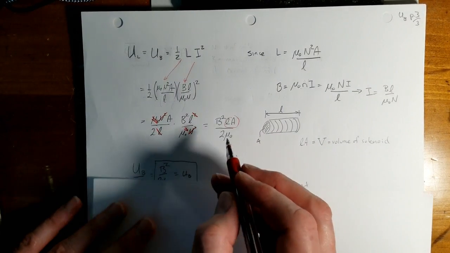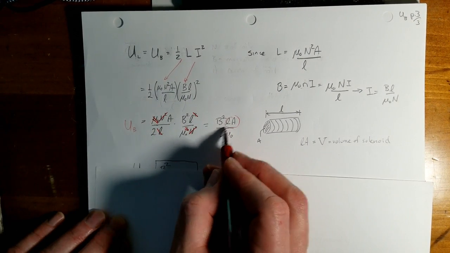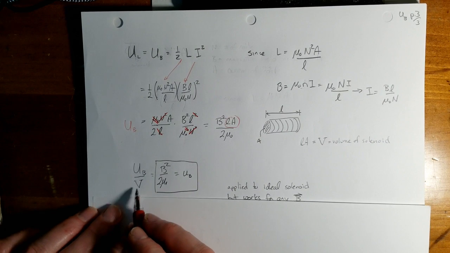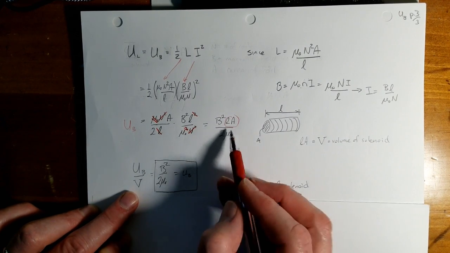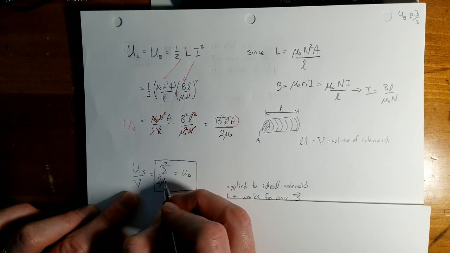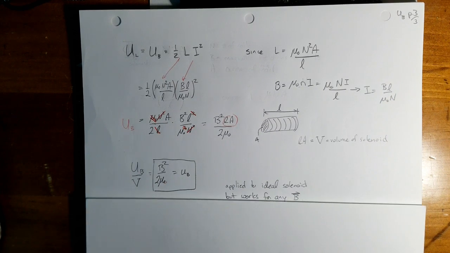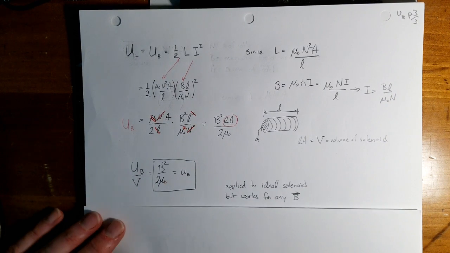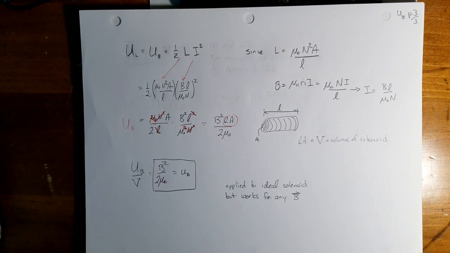And so if I divide by the volume, because again, this is U sub B, I get U sub B over V for volume, and that's going to be equal to B squared over 2 mu sub naught, which is the energy density of the magnetic field. Now we applied this to an ideal solenoid, but it actually works more generally. And that's it.